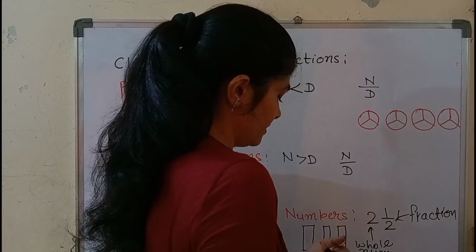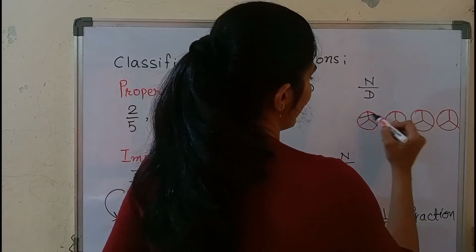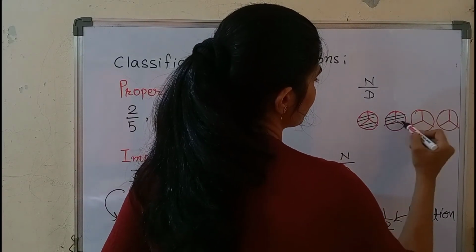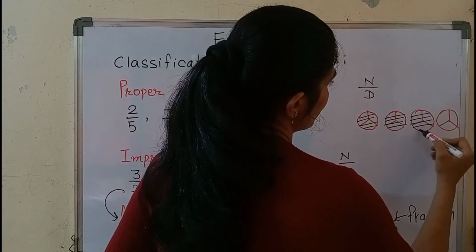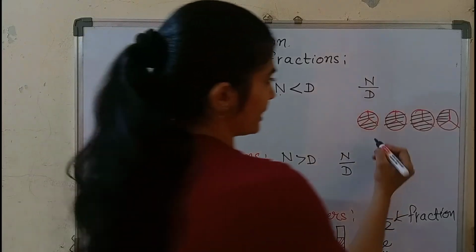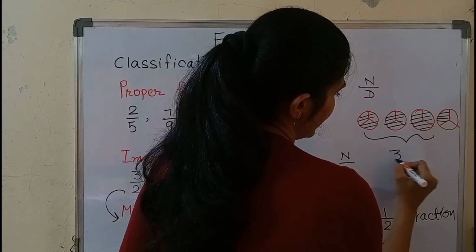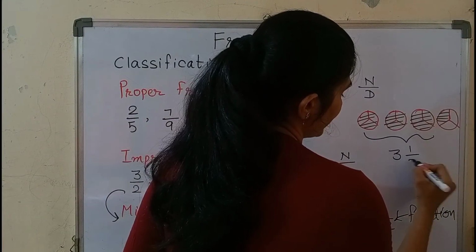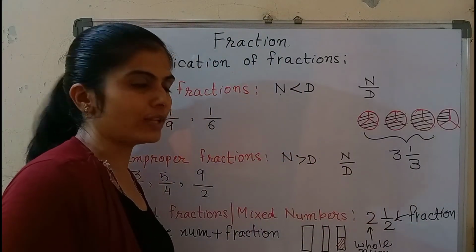Okay? So you have this whole. I'm highlighting everything. This one is also whole. This one is also whole. But in this one, you hold just 1/3 out of it. Okay? So 3, and this is 1/3. So you enjoyed 3 and 1/3.